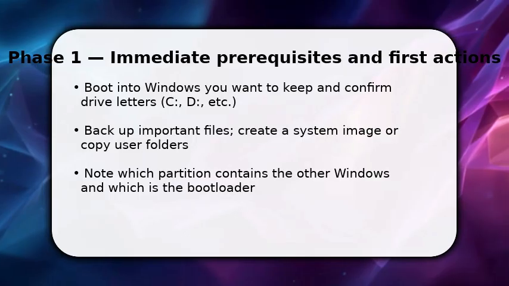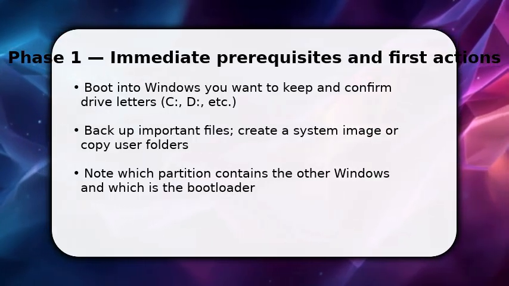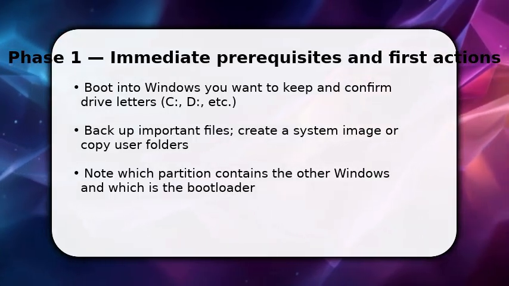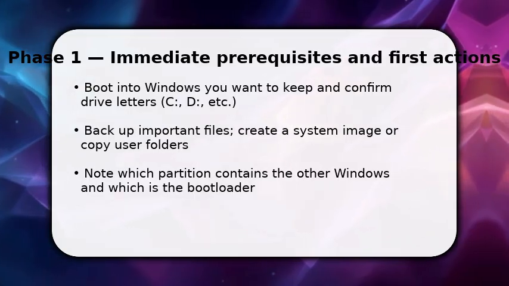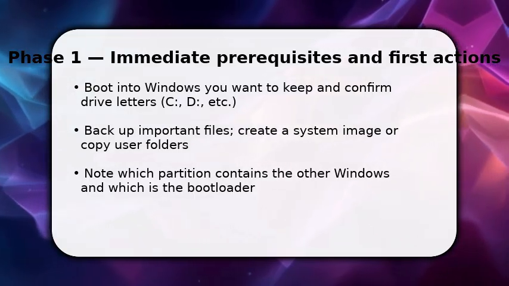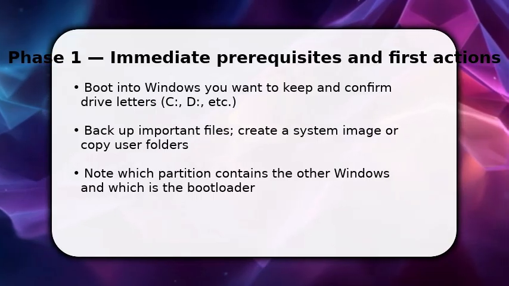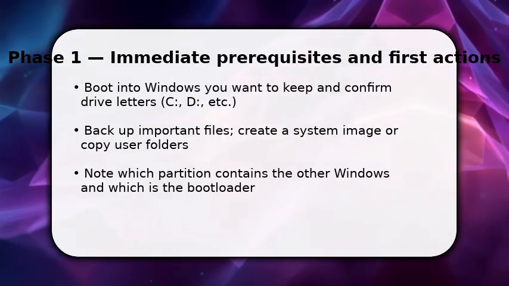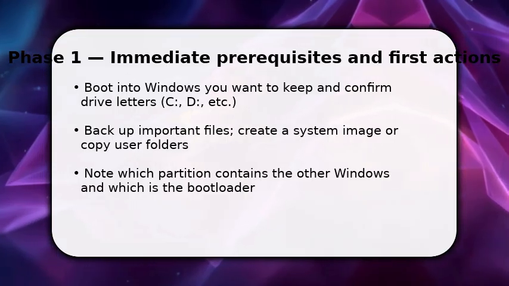You start by confirming which Windows installation you will keep and which to remove. Boot into the primary Windows, then verify drive letters and partition sizes so you don't delete the wrong volume. Once done, make a full backup or system image. That protects you from mistakes.